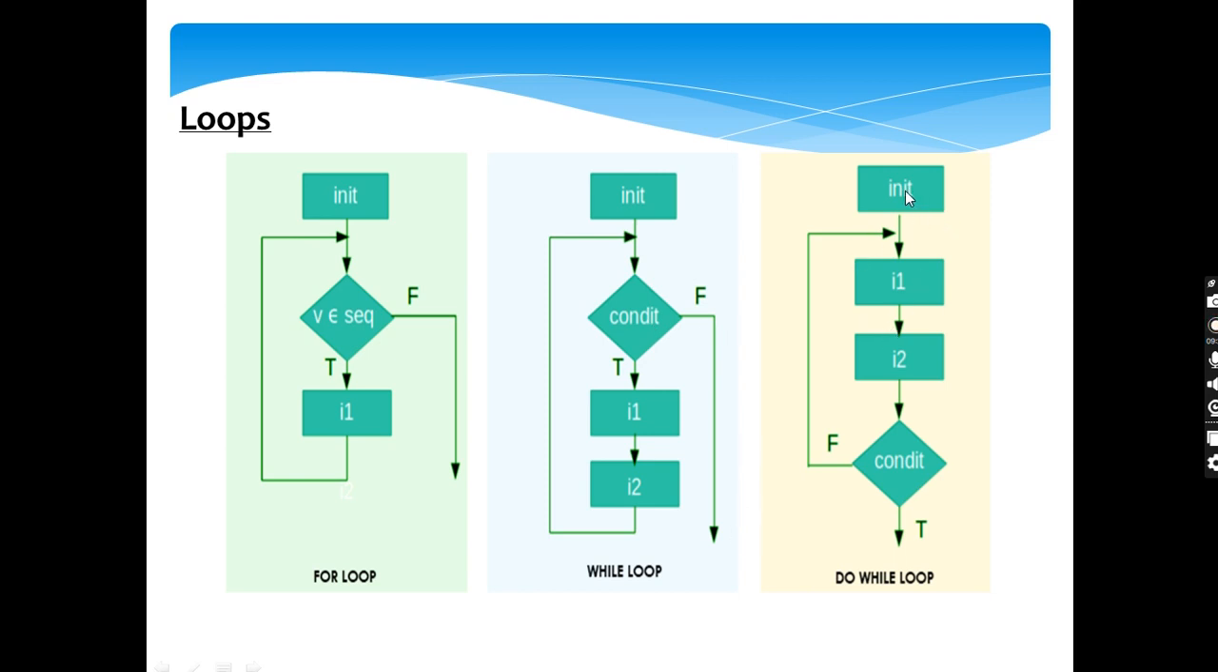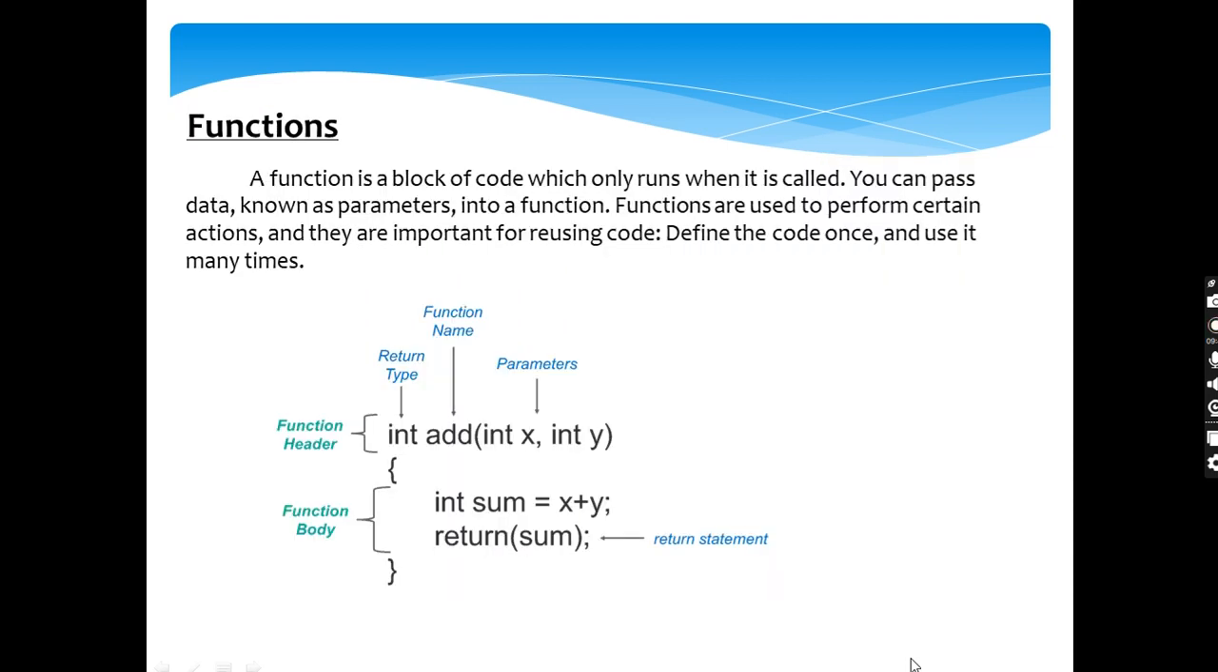In do while loop, first it will check the conditions. If the condition is false, then it will go again and recheck the inputs. If the condition is true, it will come out of the loop.